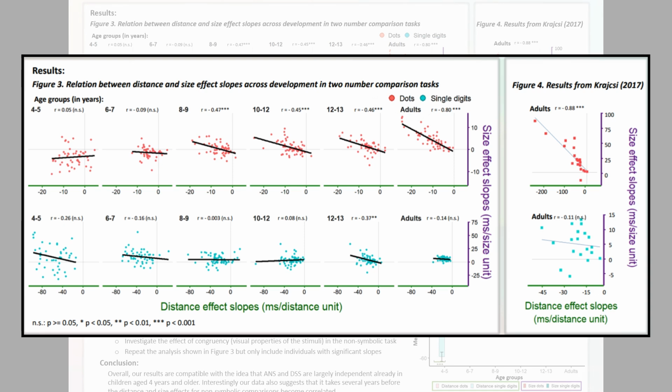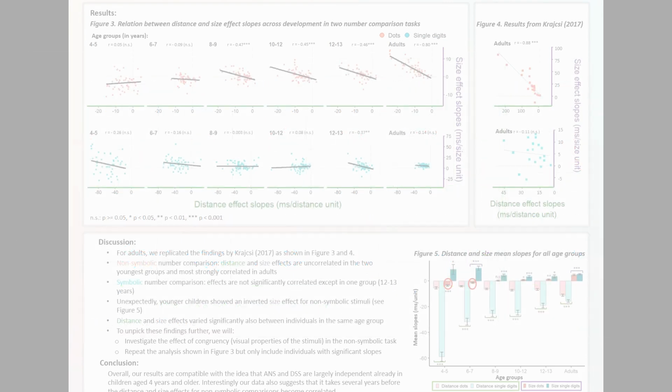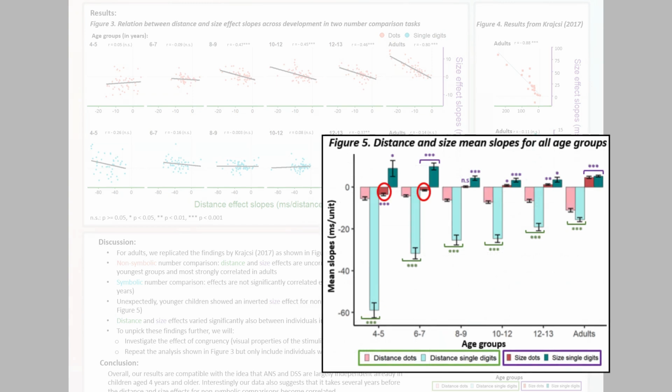The distance and size effects are correlated in the dots task in adults, as found by Krejci 2017. This was also correlated in children 8 to 13 years old, but not in 4 to 7-year-olds, and the correlation increased across development. We also replicated the results for the single digits task in adults and for most of the children groups. Unexpectedly, younger children showed an inverted size effect for non-symbolic stimuli.